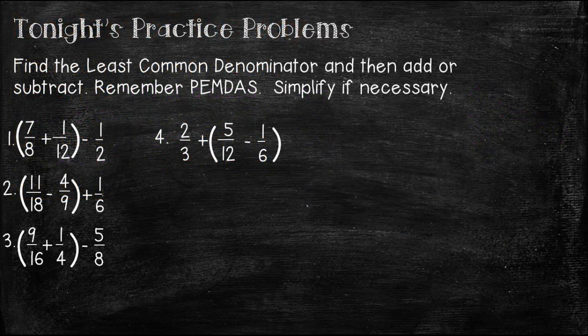So here are tonight's practice problems. You need to remember to find the least common denominator and then add or subtract. Remember, PEMDAS, please excuse my dear Aunt Sally, says we do the things in the parentheses first. And then remember to simplify if necessary. You're going to need to find the least common denominator when you do the problem inside the parentheses, and then find another one when you solve the rest of the problem. Go back and watch the video again if you need to. And remember, you can use any strategy I've taught you to find that least common denominator, whether it's the wedding cake, the butterfly, or the good old-fashioned tables.